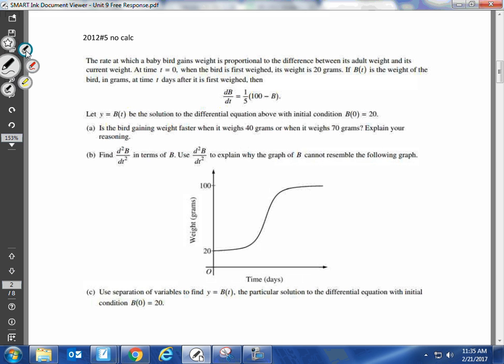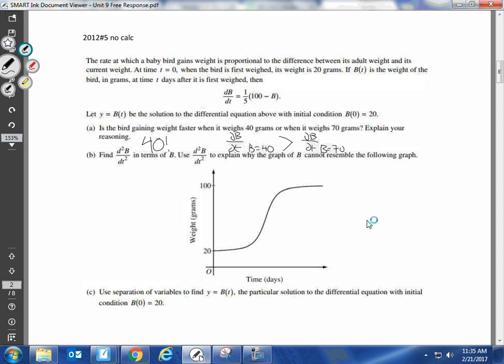Do we all discuss? Do we all have a good reasoning? Yeah? What's your reasoning, Miss Lowy? That is perfect. dB dt when b is 40 is bigger than dB dt when b is 70. Since it's larger, the rate at which the bird is gaining weight is greater, so the bird is gaining weight faster when it weighs 40 grams than 70.